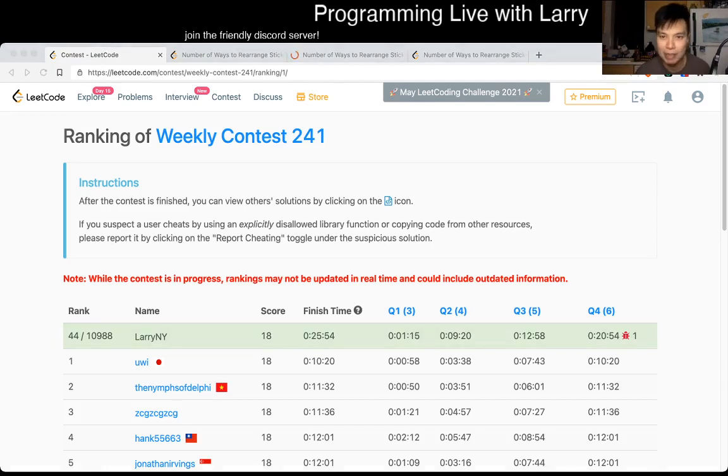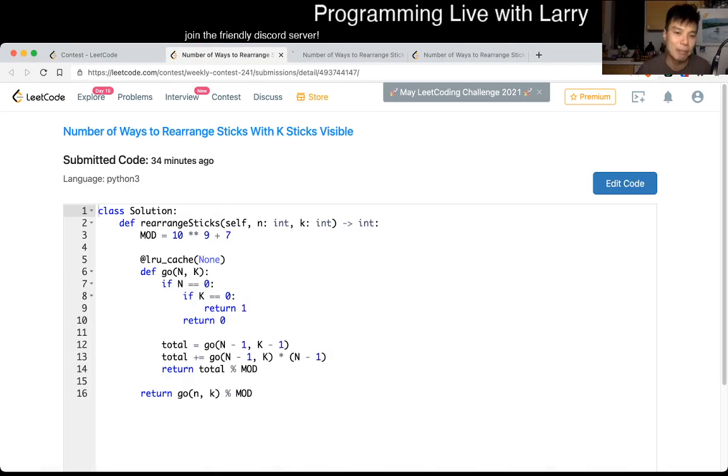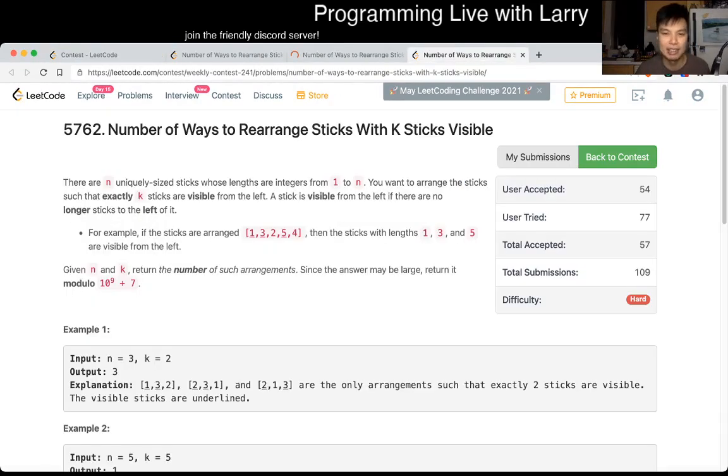So for this problem, let's read the problem first. So this is the number of ways to rearrange the sticks with K sticks visible.